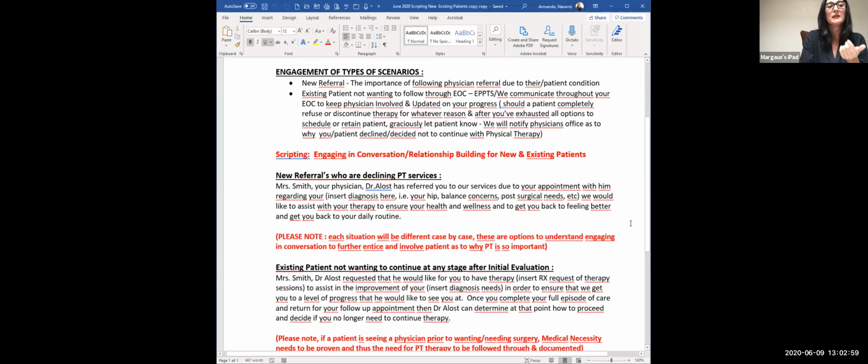If you can text them, if you can email, plus a phone call, I think that's key to retaining this business or getting the initial visit. So engaging in conversation, again, is the most important thing, relationship building for both new and existing patients. I'll give you an example here, the new referrals who are declining PT services. Mrs. Smith, your physician, Dr. Alas, has referred you to our services due to your appointment with him regarding your whatever diagnosis is, your hip, your problem with balance, whatever it may be.